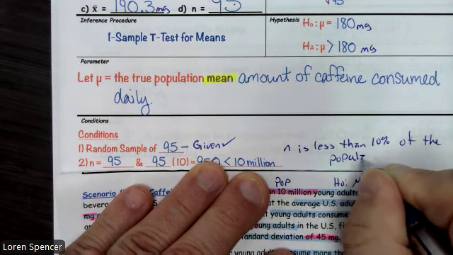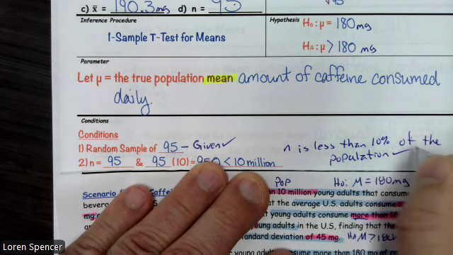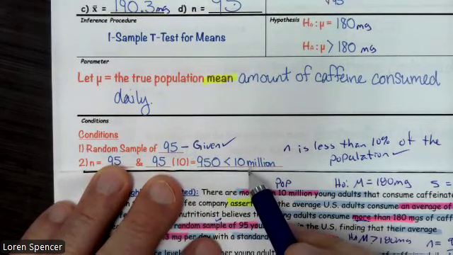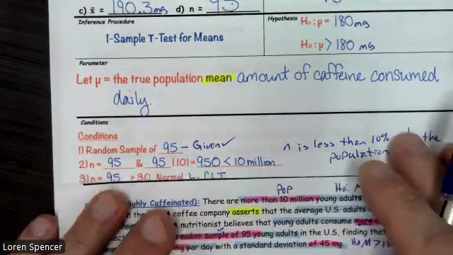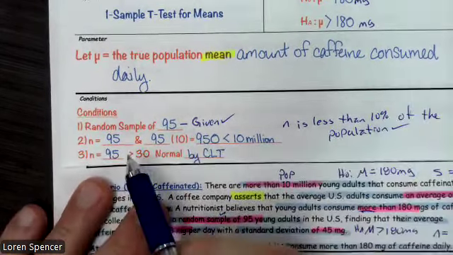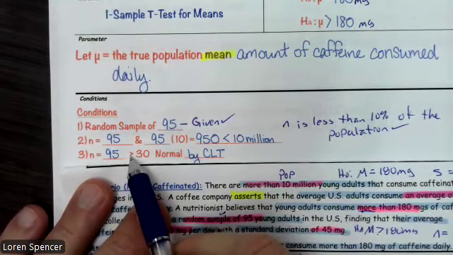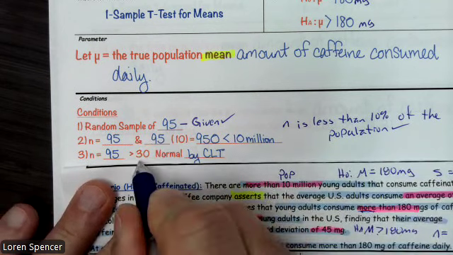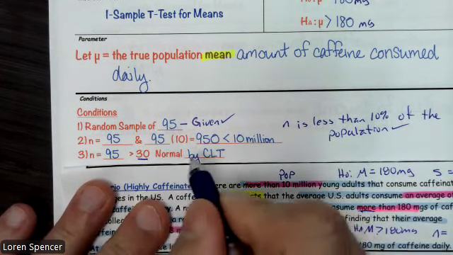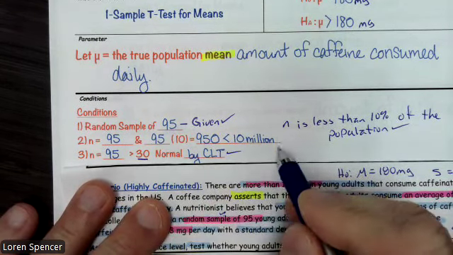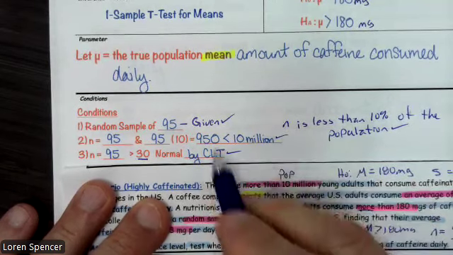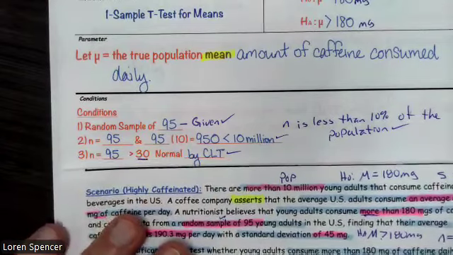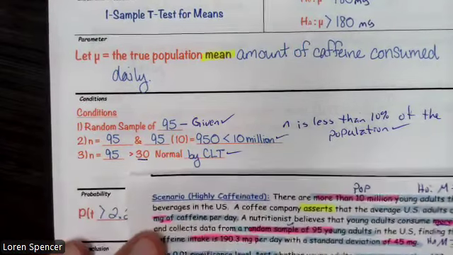All right. So basically, this is saying, hey, our sample can't be too big. The next thing is our sample has to be big enough. And 95 is greater than 30. So normal by the central limit theorem. Please remember we're always comparing to 30. So we've checked off our normality condition. All three conditions have been met. At this point, we can go ahead and run our test.